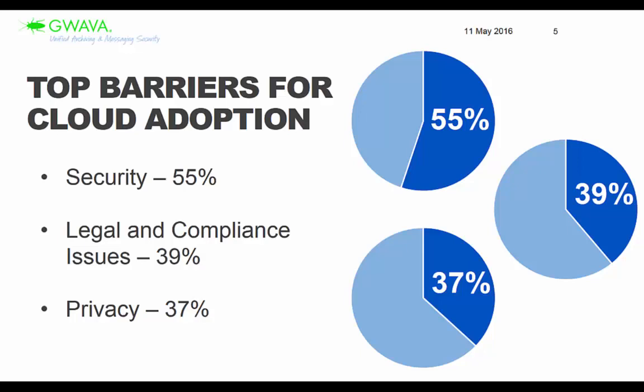Some other things too are, as we see here, from a survey done by CIO Insight. They found that the top barriers for cloud adoption are security, legal compliance, and privacy. From the survey, about 55% of people surveyed thought that the cloud may be less secure than an on-prem system. 39% viewed legal and compliance issues as reasons why they couldn't move to the cloud, and 37% thought of privacy issues that may keep them from adopting the cloud.